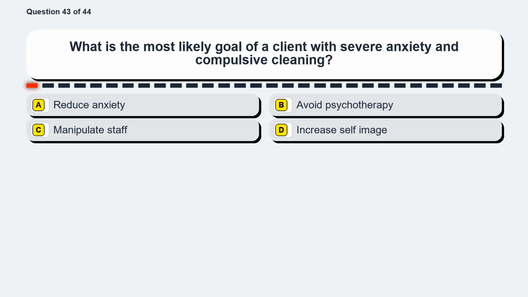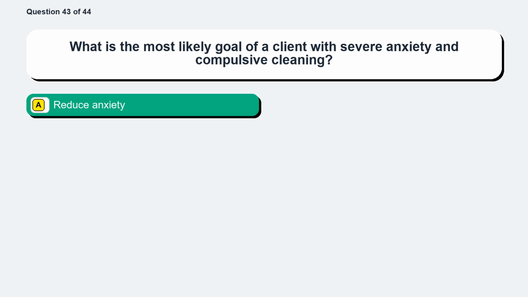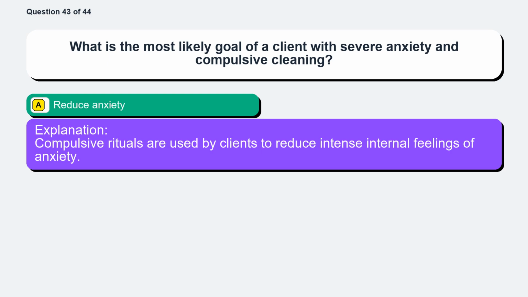Question 43. What is the most likely goal of a client with severe anxiety and compulsive cleaning? Option A. Reduce anxiety. Option B. Avoid psychotherapy. Option C. Manipulate staff. Option D. Increase self-image. The correct answer is option A. Reduce anxiety. Compulsive rituals are used by clients to reduce intense internal feelings of anxiety.